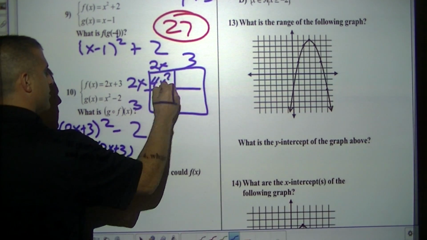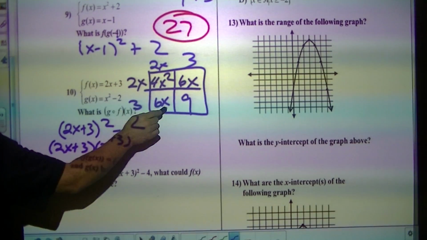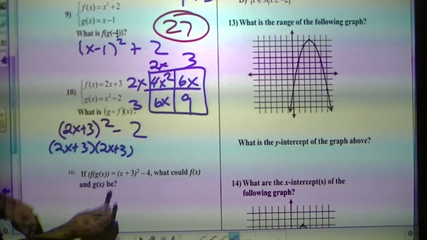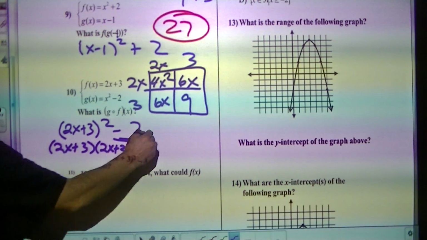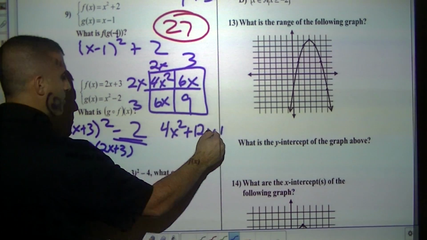4x squared, 6x, 6x, 9. Okay, 3 times 2x is that, 2x times that is that. Okay, now when I combine all my like terms, don't forget about the negative 2. So I got 4x squared plus 12x. It's not going to be 9. 9 minus 2 would be 7.